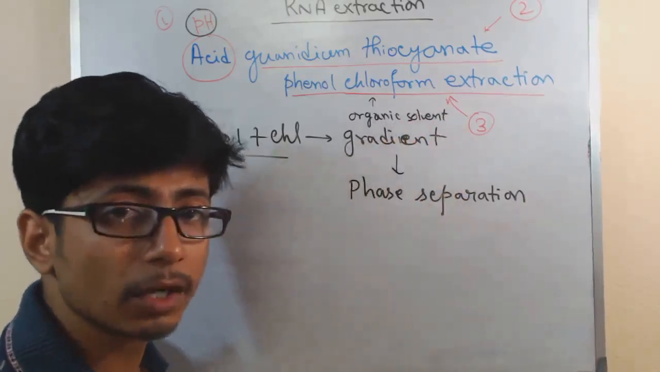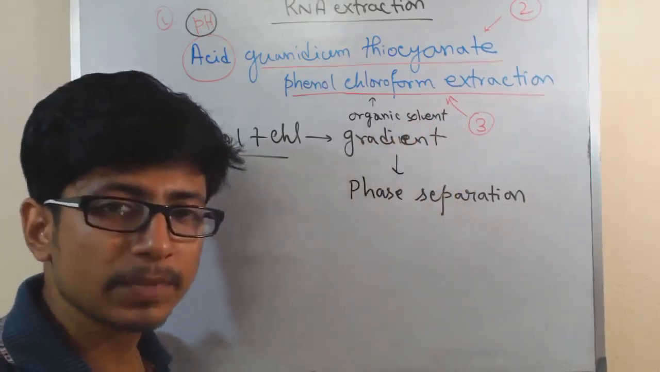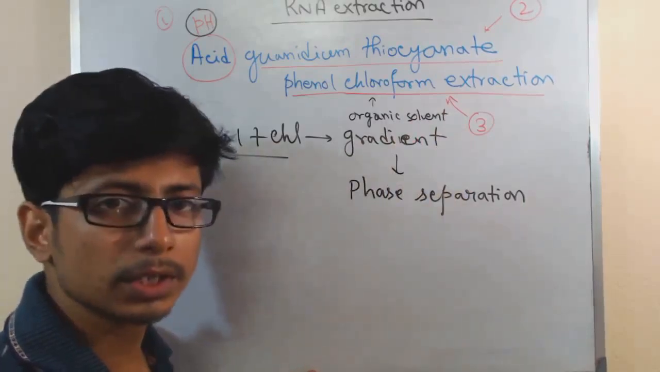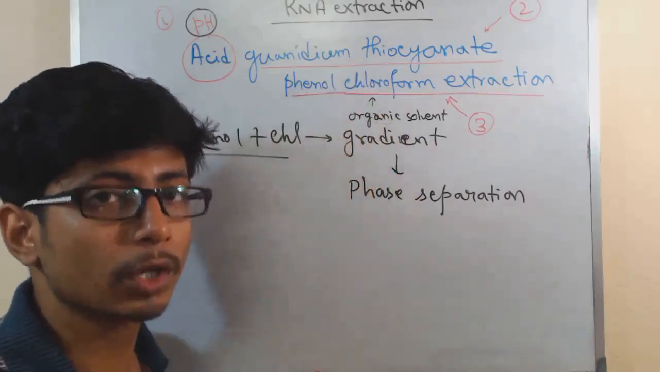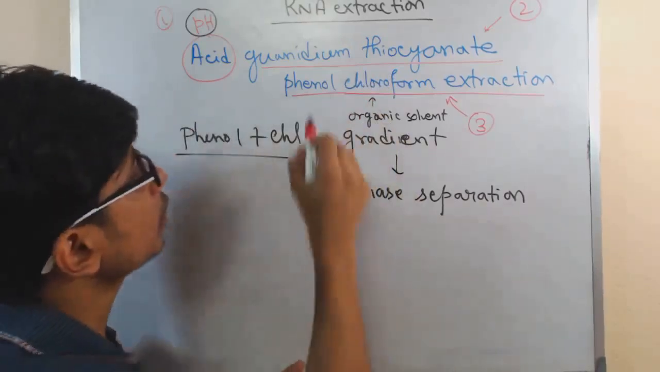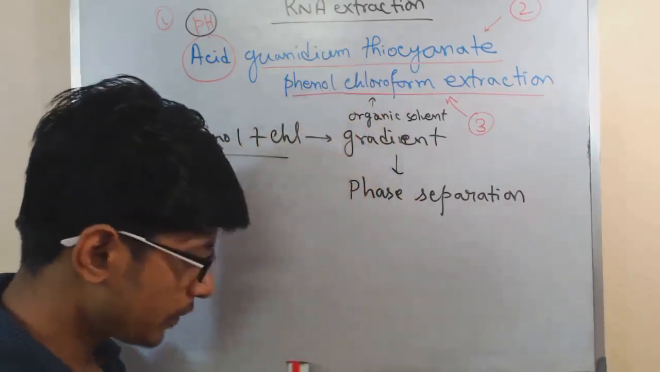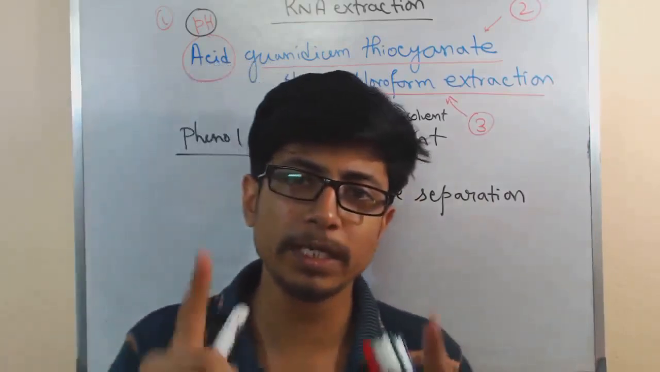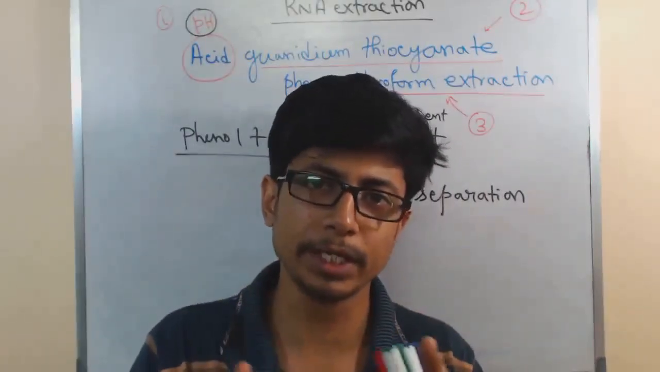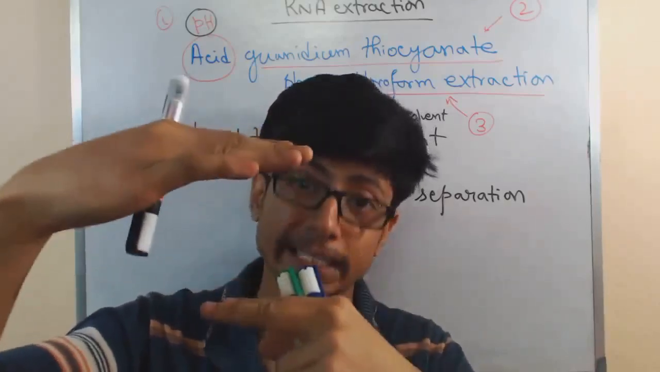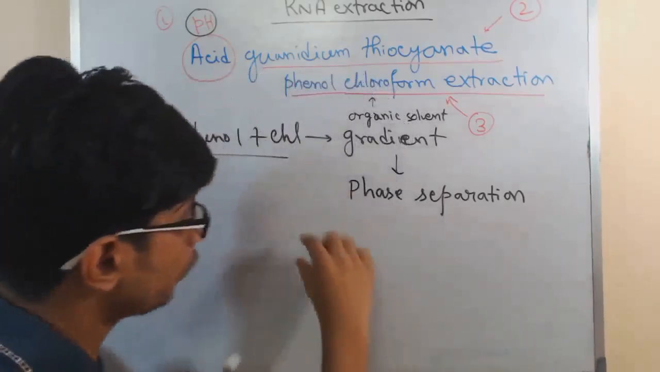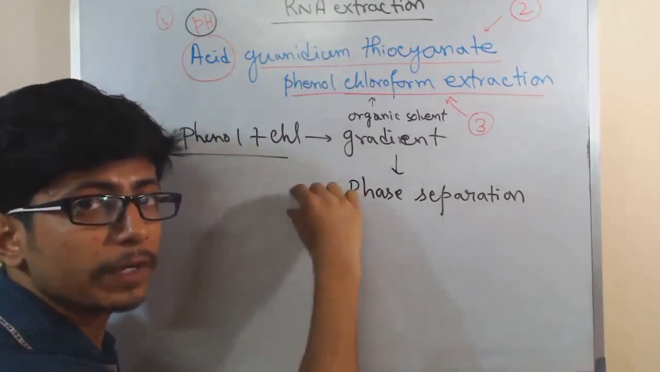It's an organic solvent. Organic solvent means organic molecules are soluble in the chloroform, but not the inorganic. The inorganic molecules are soluble in phenol. So, if we add phenol and chloroform in equal proportions in a particular quantity in a tube, it creates two different barriers, right? Chloroform and phenol, two different barriers.